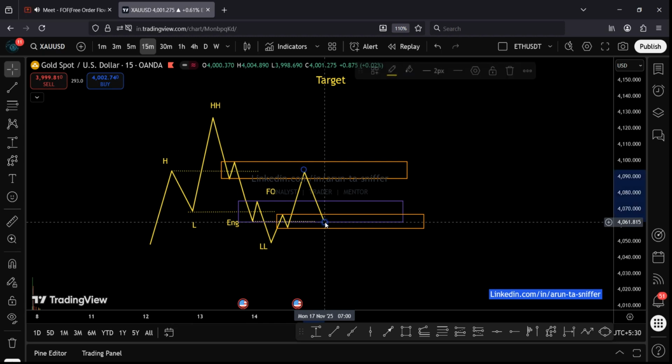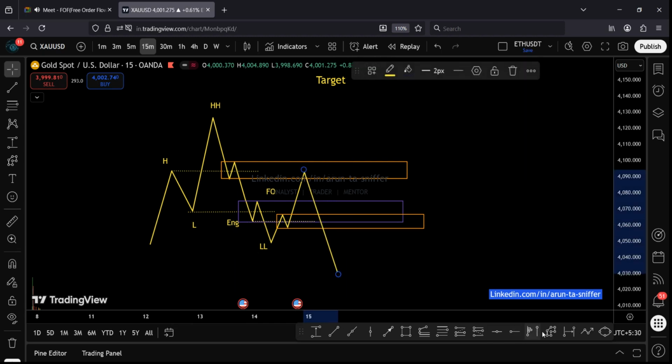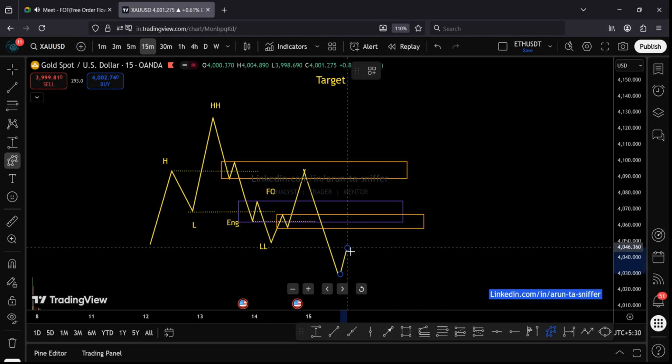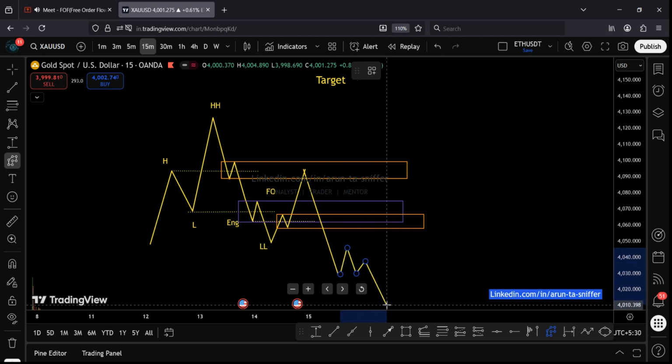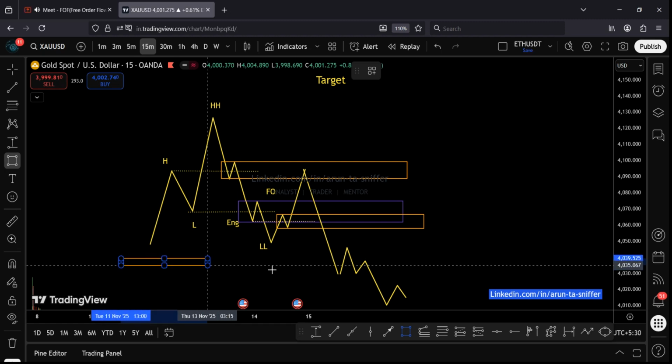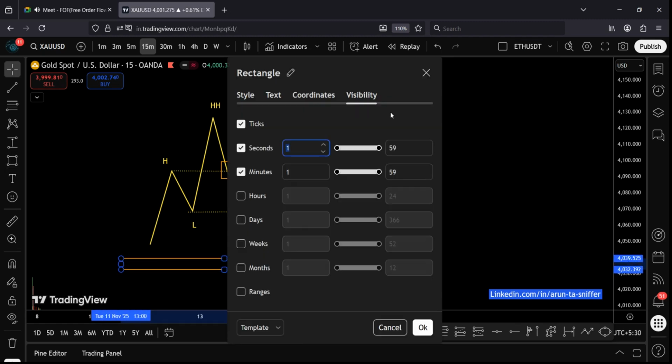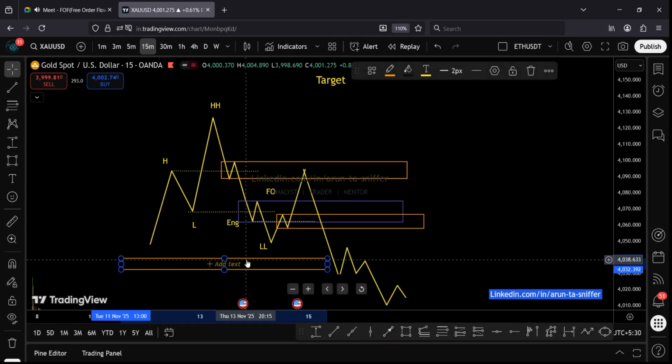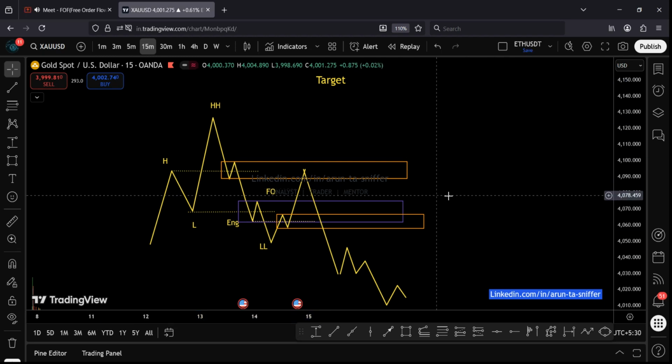Also, it is possible that price may come down like this and go like this, like this, but that is another story. For that, we will have to look for some zone here, right? That's it, another story. But this is how the target is determined at basic level, right?